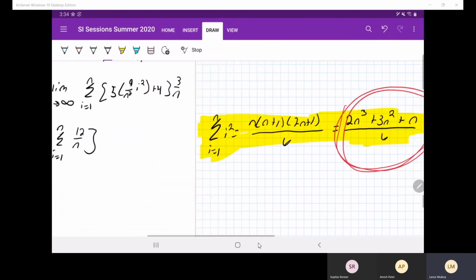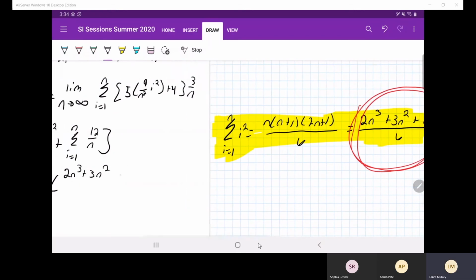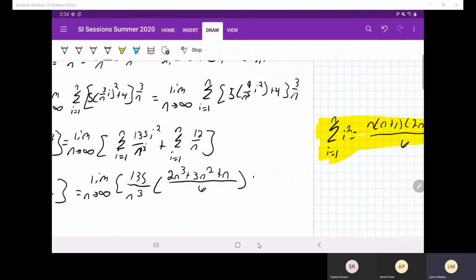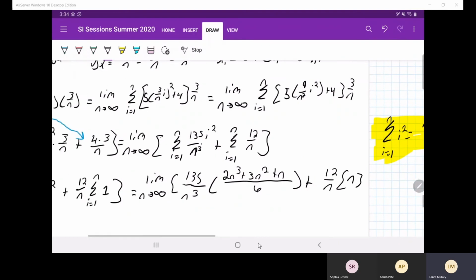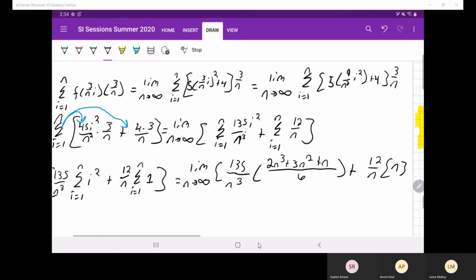So 2n cubed plus 3n squared plus n over 6, plus, here you have 12 over n times n. Because of the constant multiple rule, it'll be 1 times n right here. So, beautiful thing, those drop. You just get a 12.